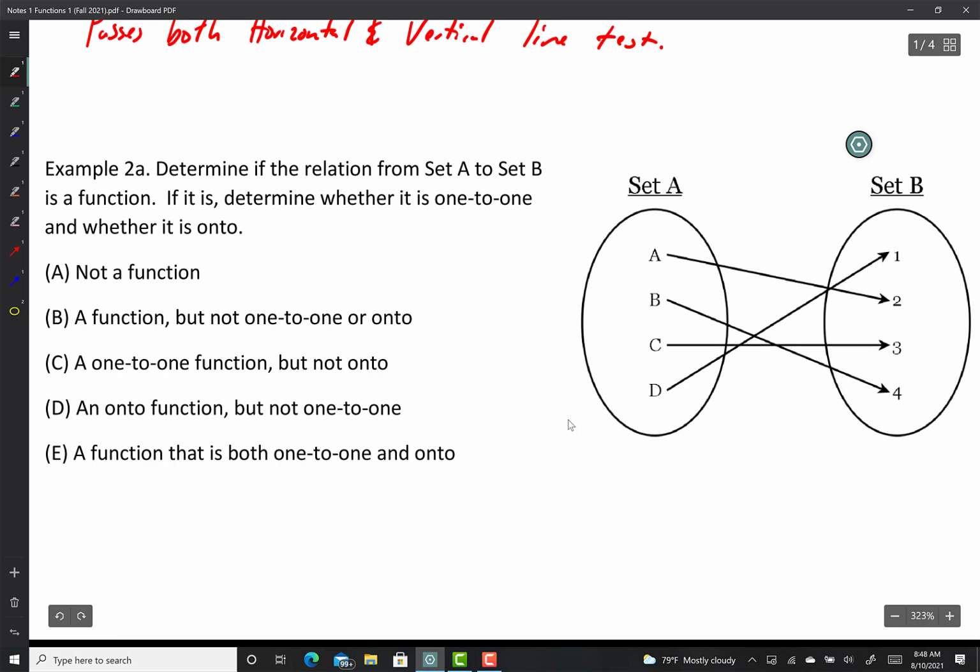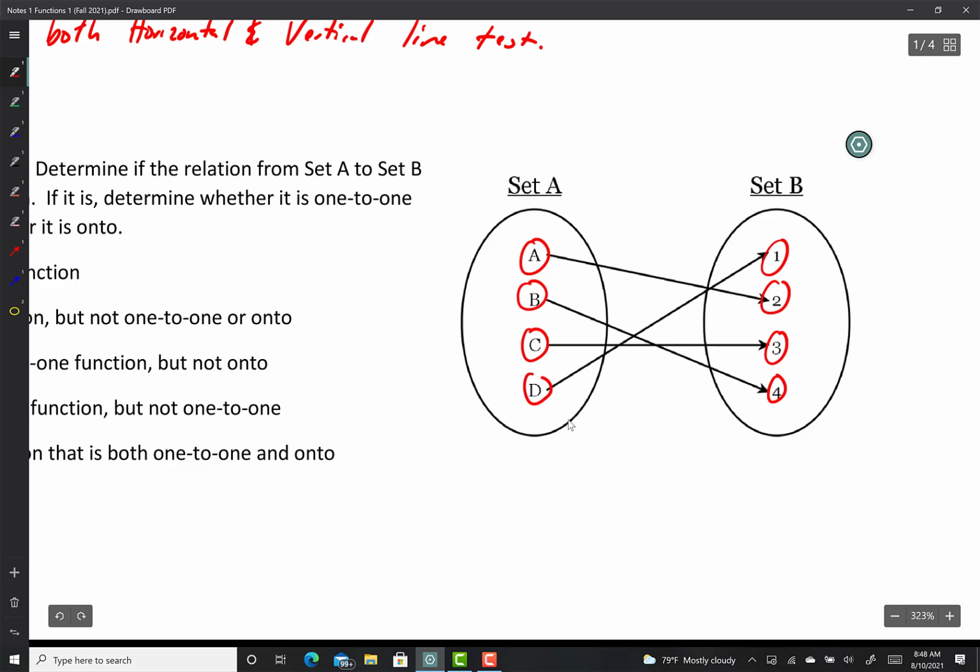So example 2A says, determine the relation from set A to set B. These are called elements, by the way. So set A has these elements, set B has these elements. So they're just stuff in there. So you can call set A like a domain and set B like a range. And it says, is it one-to-one and whether it is onto. So onto just means that every single element of set B is aimed to. So it is onto. Every single element is being used.